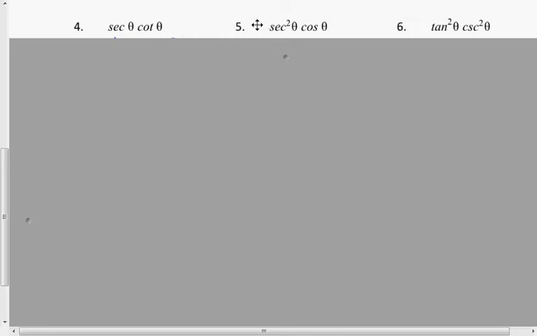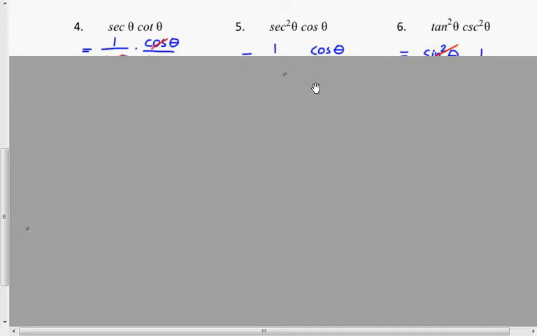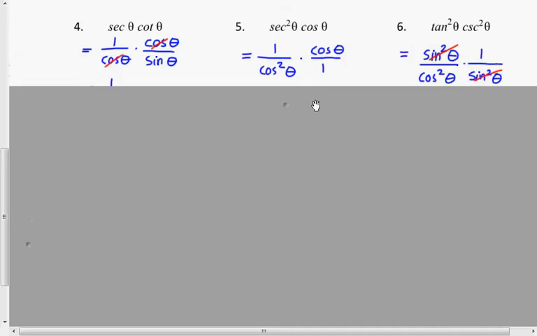And in this case, I have a secant squared. And I mentioned in class that the secant is equal to 1 over the cosine. That's the reciprocal identity for the secant. And if you square both sides of that, secant equals 1 over cosine, it becomes secant squared equals 1 over the cosine squared. So I can replace the secant squared with 1 over the cosine squared.